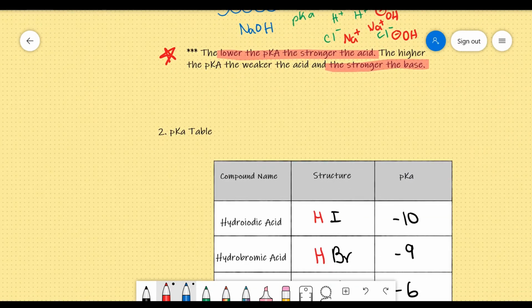Okay, so next we have our pKa table. This is a pretty long table. We're not going to go through all of it. We're just going to go through the major compounds that I think it's really important for you guys to know. Now, probably for your organic chemistry class, you are going to have to memorize all of these.